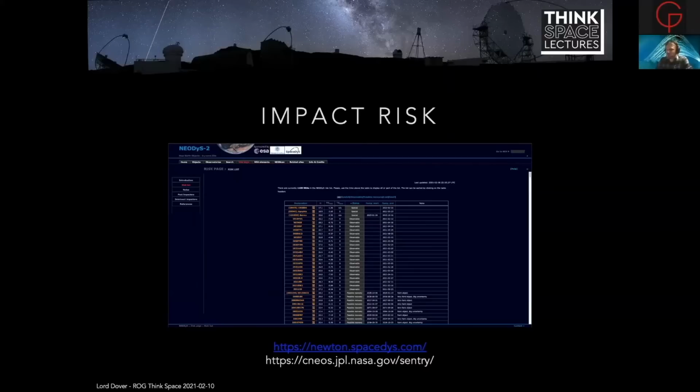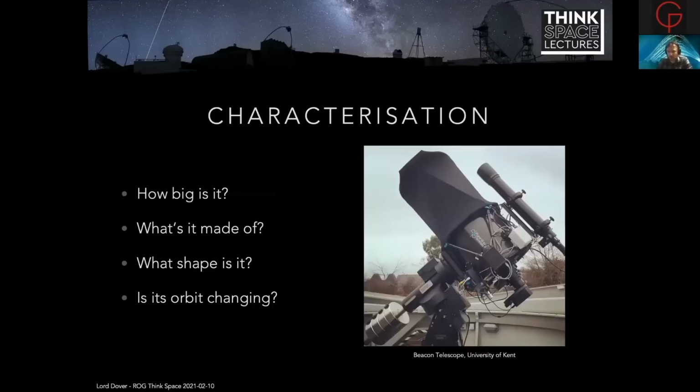So once we've found an asteroid and recognized that it has a chance of impacting the Earth, we start a campaign to characterize that asteroid. What I mean by characterize is we want to work out the most basic information about it. So we want to know how big that asteroid is. Obviously, that's very important because if we get hit by a 5-meter asteroid, that's not a problem. We don't have to worry about it. But if we get hit by a 5-kilometer asteroid, then that's something we really need to start worrying about.